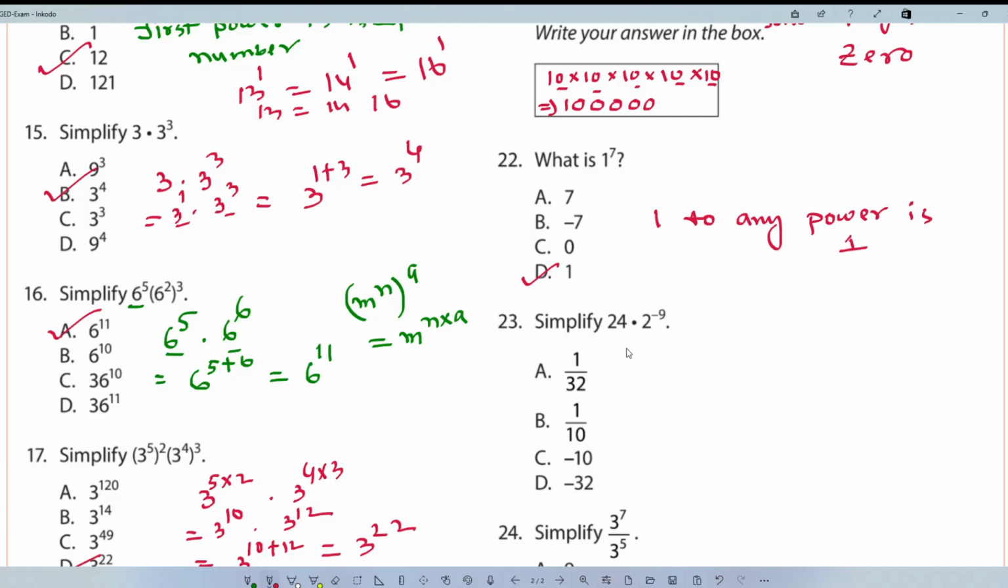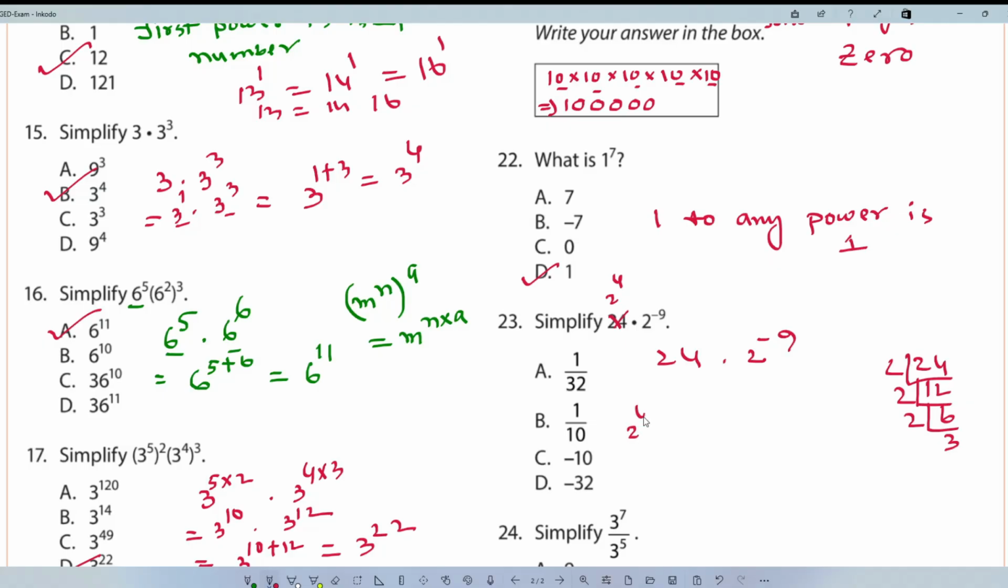So here is, what can we do? This is 24 and here is 2 to the power 9. This 24 we can write 24, 12, 6, 2, 3. Okay, and this one, I already checked this one. This one is not 24, it should be 2 to the power 4.